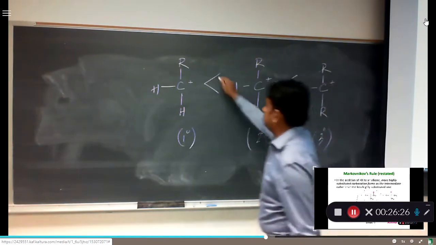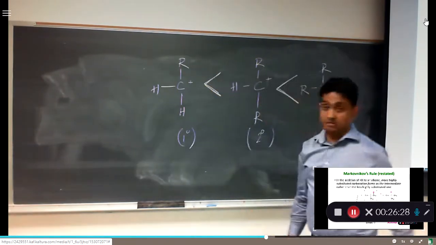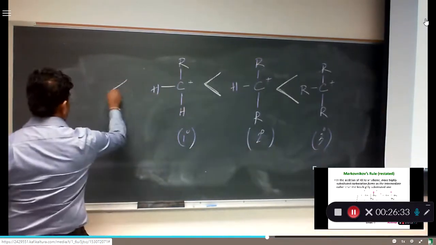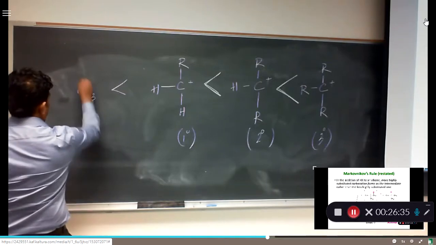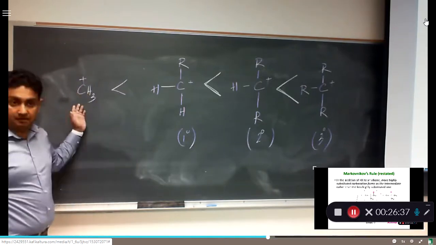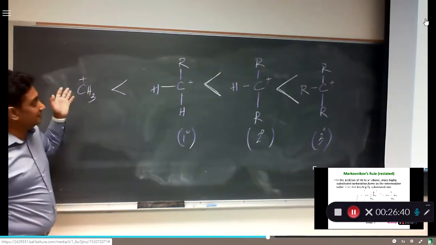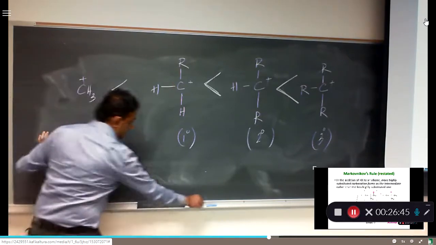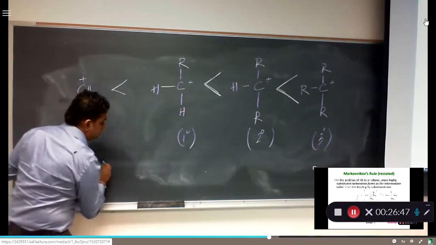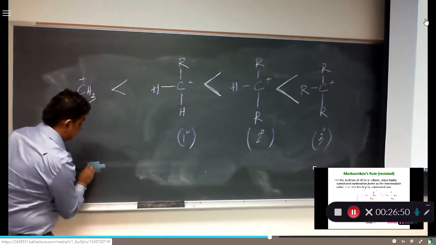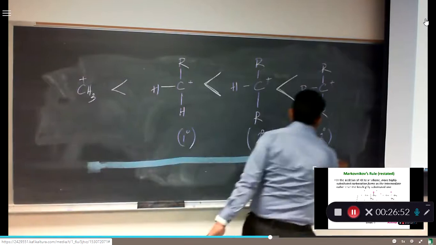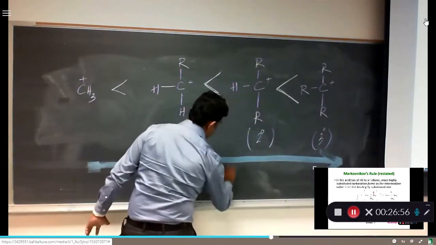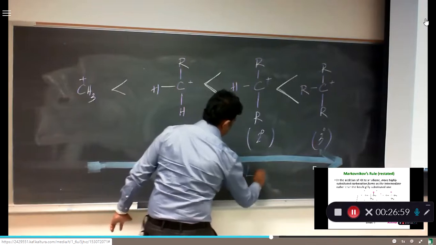Tertiary carbocations are extremely stable as compared to secondary or primary. And then of course you can have a methyl carbocation like this one. This one doesn't have any R groups, right? So this is the least stable one. Are we good? So the stability of carbocations increases drastically when you are going from left to right. Stability increases drastically.